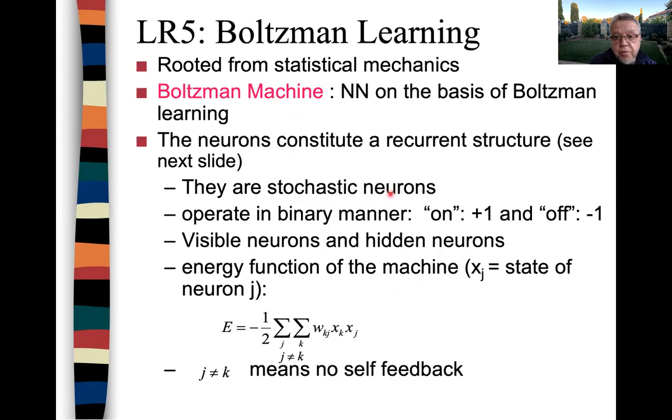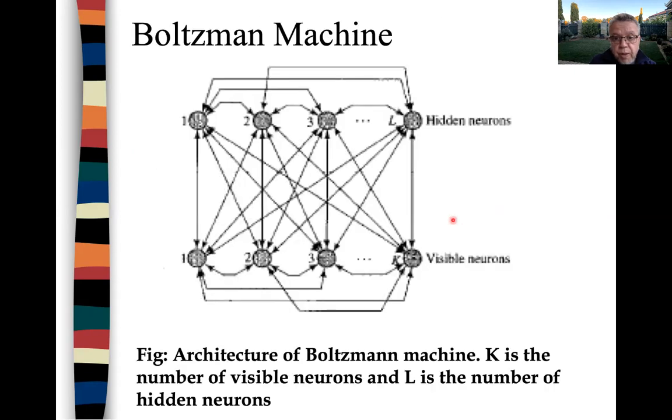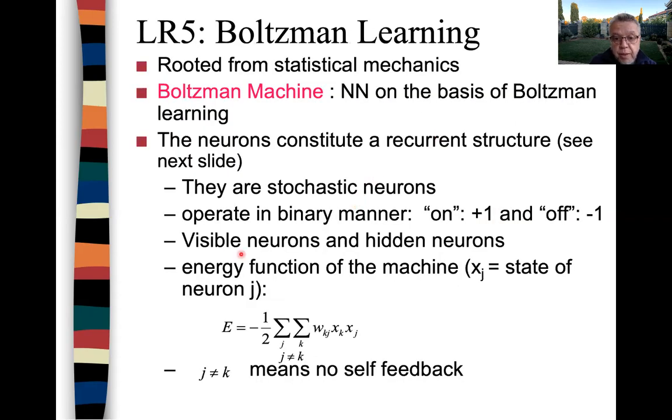There are stochastic neurons, as opposed to the Hopfield network where they're deterministic. In the case of the Boltzmann machine, they're stochastic neurons. We're going to explain what I mean by stochastic neuron, but they operate first in a binary manner. They're either on and off, or +1 and -1. So the state of each neuron is either +1 or -1. As I said, there are visible and hidden neurons, and they're stochastic, meaning that they are in a certain state, +1 or -1, with a certain probability.